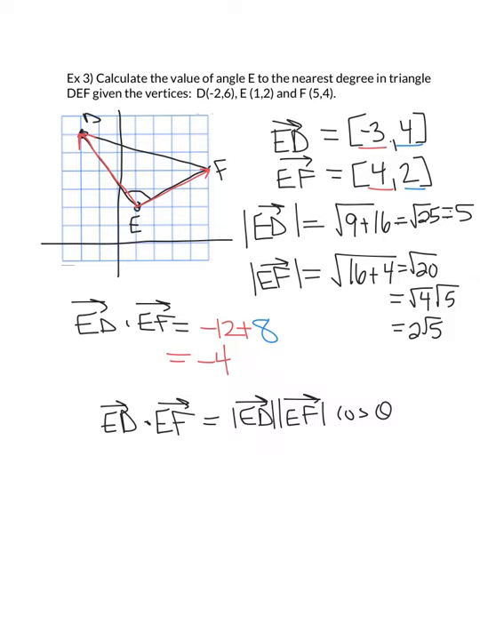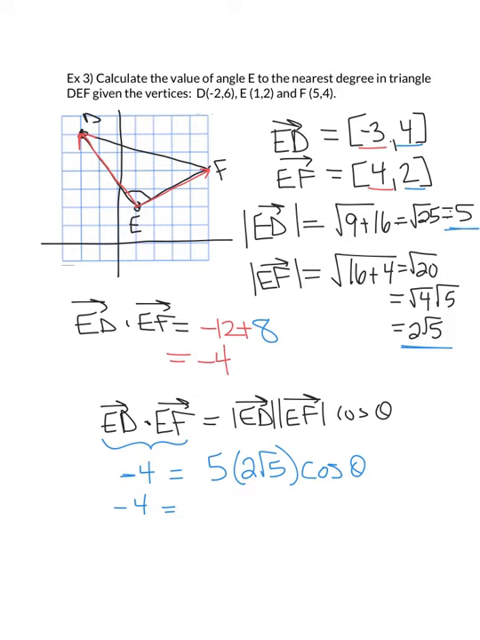So I've rewritten my original definition for the dot product, and now that I have all of this information that we just found above, I can go ahead and plug in what I know. I found ED dot EF. I know that this is -4. I also found the magnitude of ED, 5. I know the magnitude of EF, 2√5, and the only thing that I don't know is cos of theta. So hopefully by now it makes sense why we did all of this work. I'm now able to take this original definition and rearrange it so that I can find my missing angle.